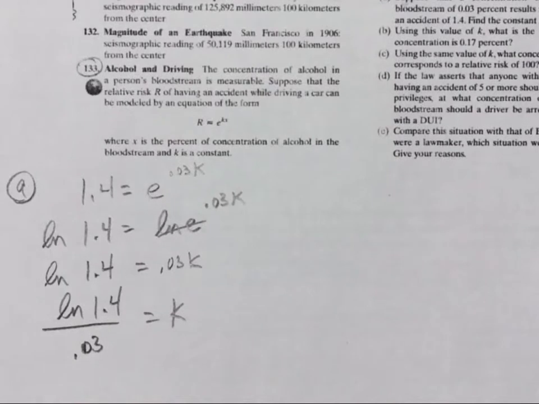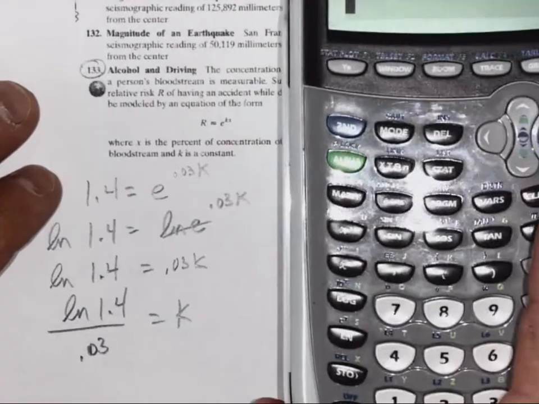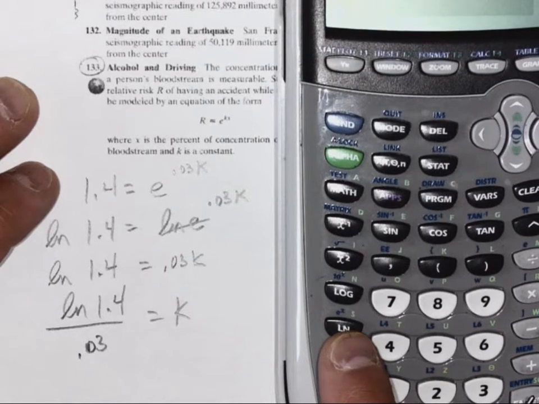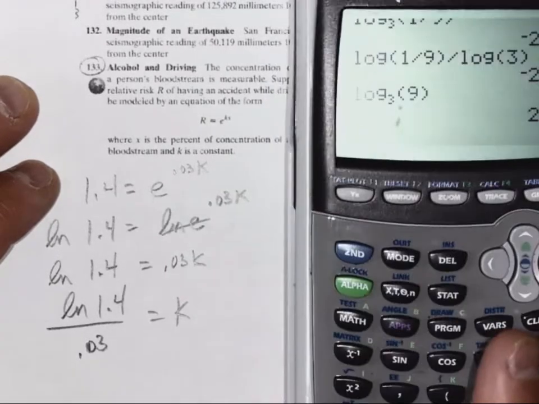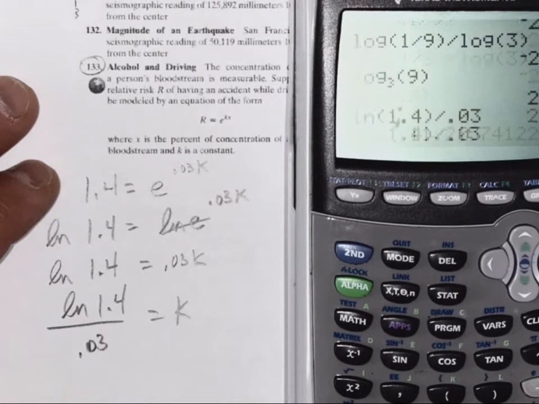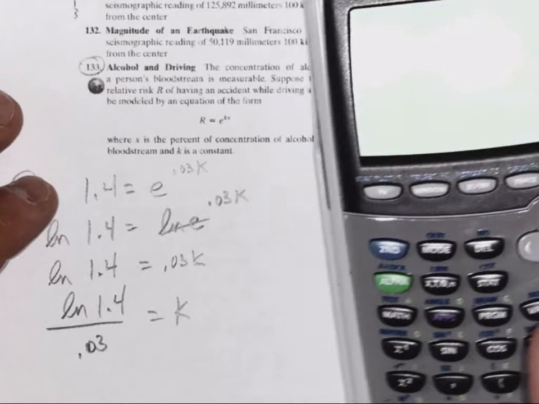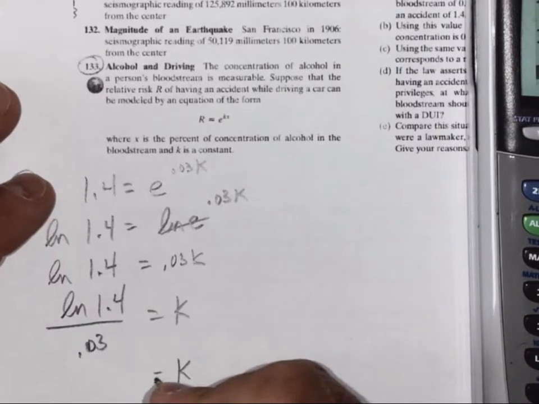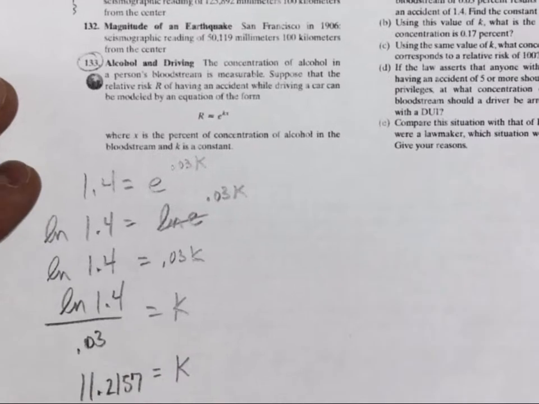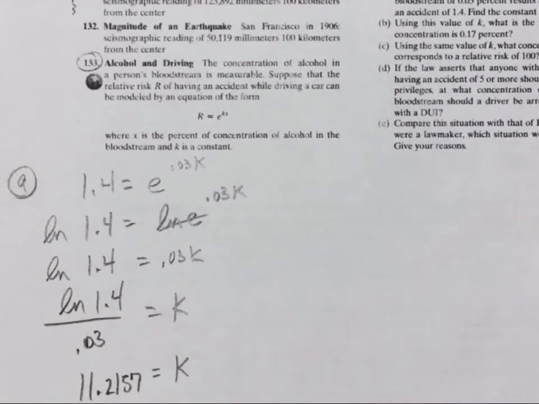And so I could use my calculator to do that. So ln, the natural log, is right here. So it's right below log, so ln. So ln of 1.4 divided by 0.03, and that gives me a k value of 11.2157. Okay.